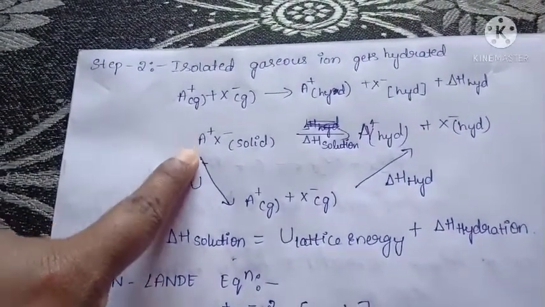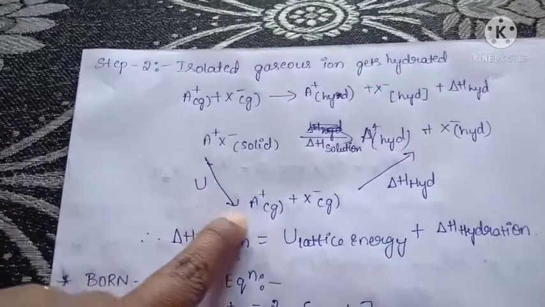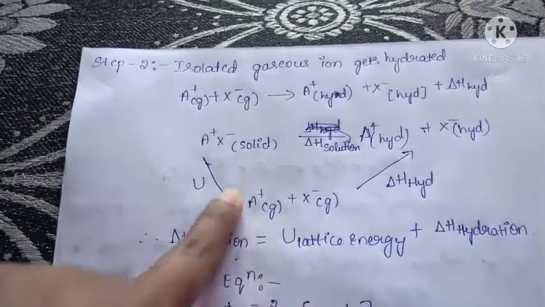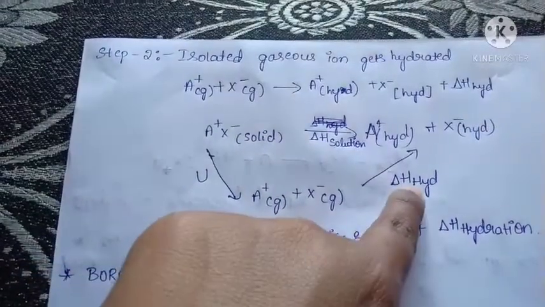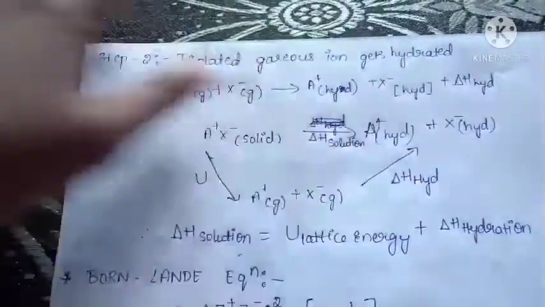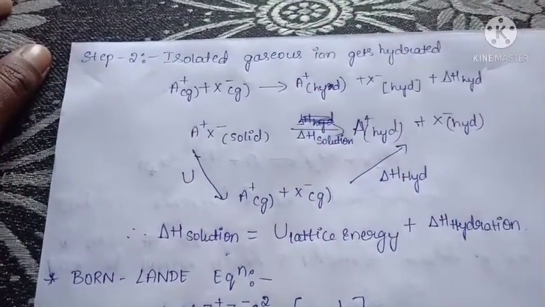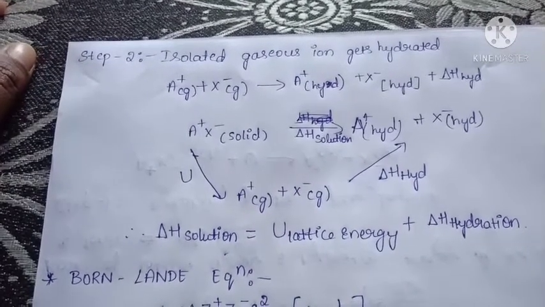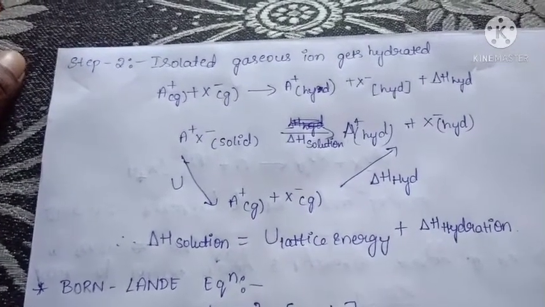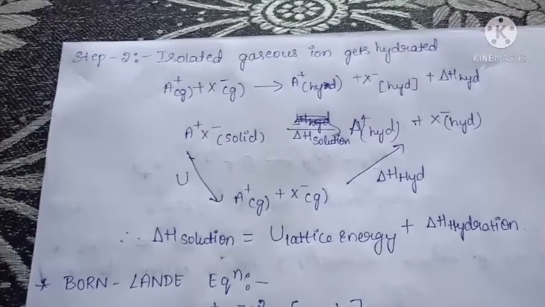It means the ionic solid absorbs some energy. It gives gaseous ions. These gaseous ions are hydrated. It gives a hydrated cation and anion. Therefore delta H solution is equal to lattice energy plus hydration energy.